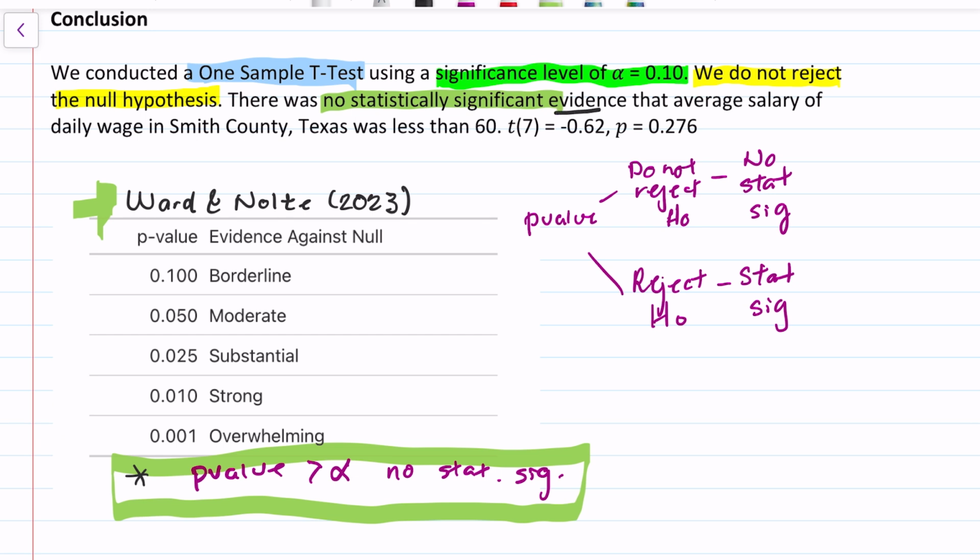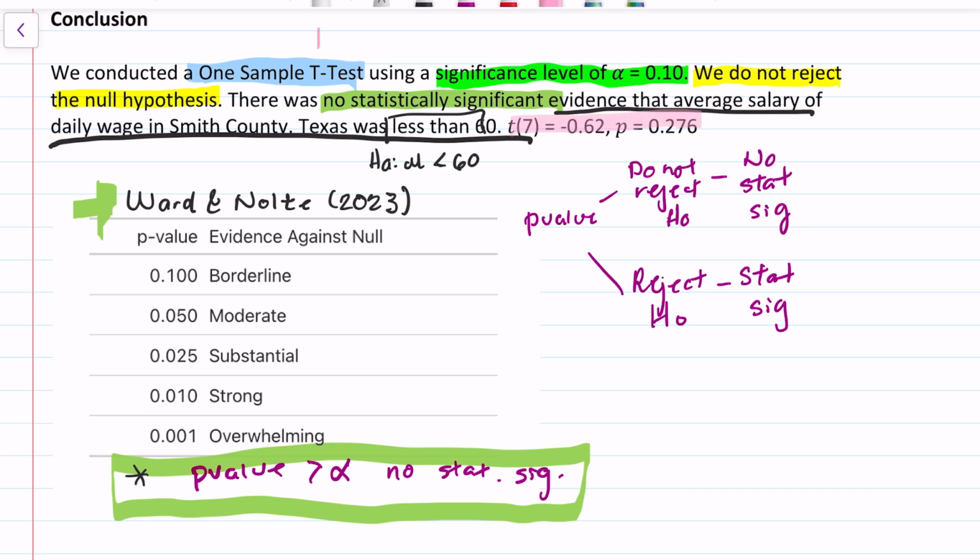The next thing would be to have a little sentence on the problem. So in this case, there was no evidence that the daily wage was less than 60. So this piece is essentially then the alternative hypothesis, mu less than 60.